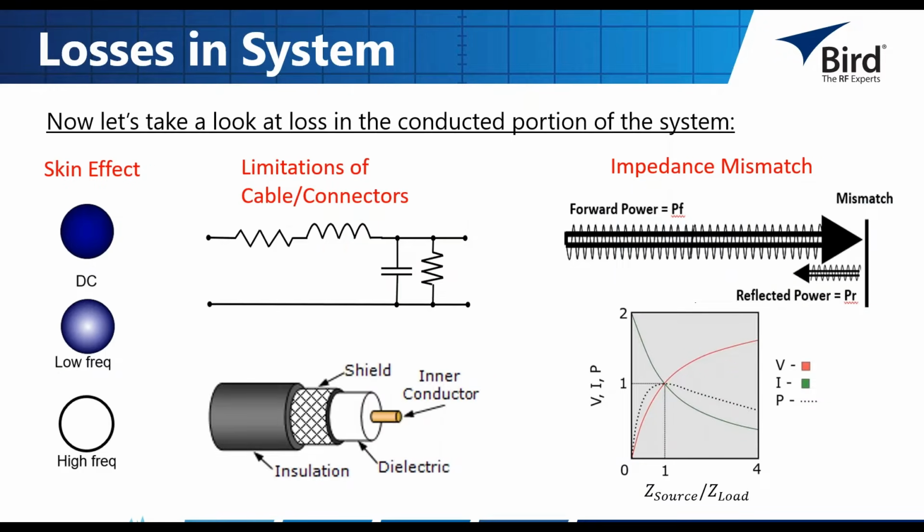So when we're thinking about losses in the system, there's a few that come to mind right away. I'm thinking skin effect, some of the different limitations of cables and connectors, and then how these pieces are going to play into impedance mismatch.